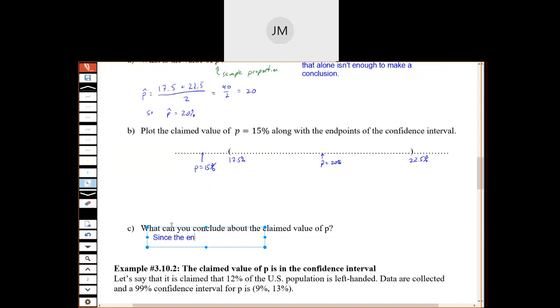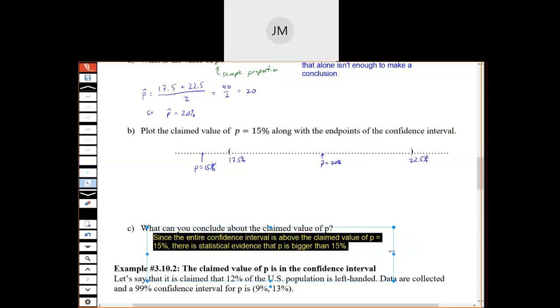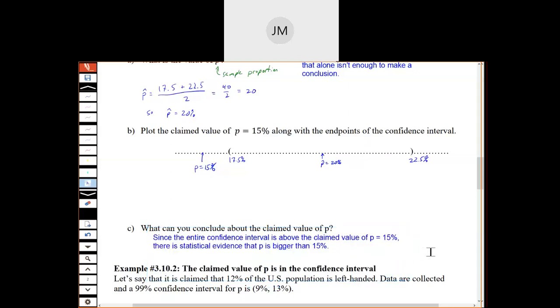Since the entire confidence interval is above the claimed value, then we have statistically significant evidence that p is bigger than 15%. That's what we can conclude.